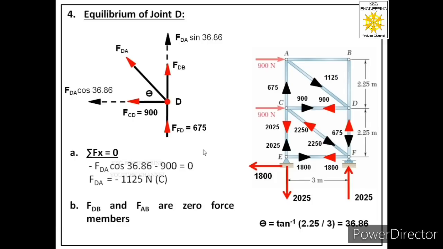So let us label this force, that is FDA. We have found it is a compressive force, so we have to show this force acting towards joint D. And there is no force in member DB and AB. These are zero force members.